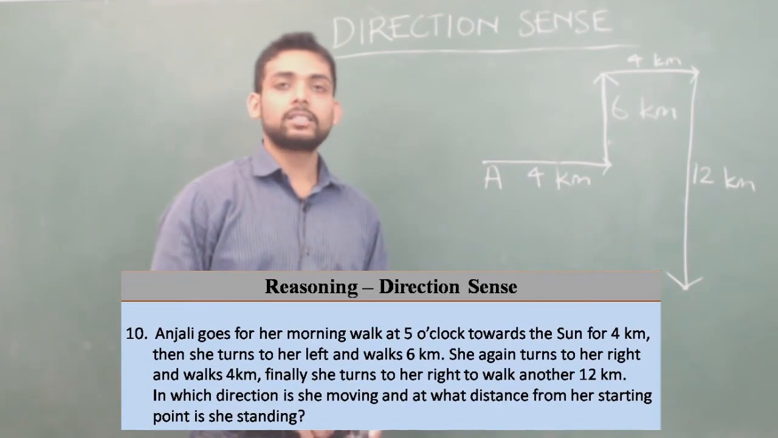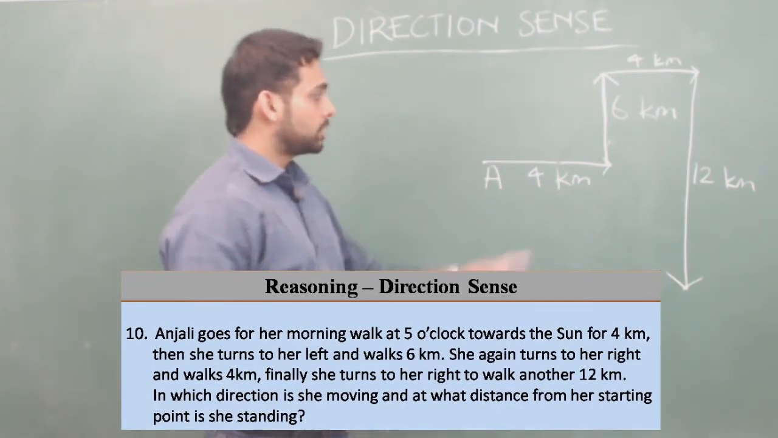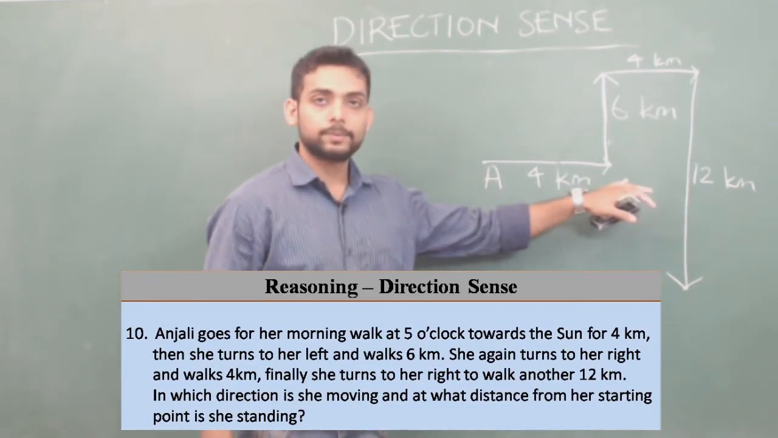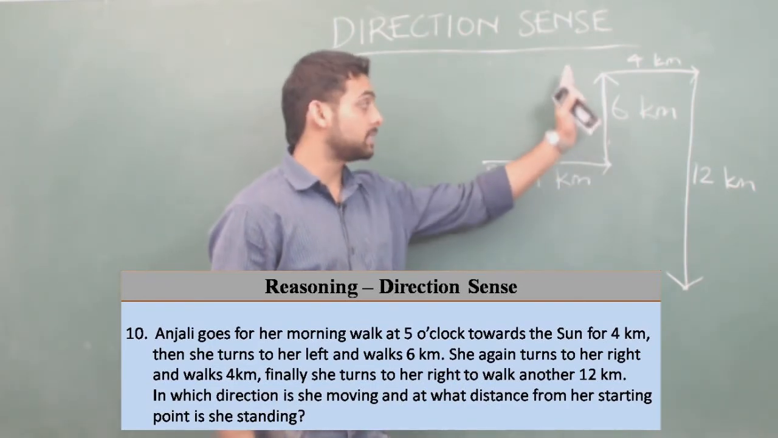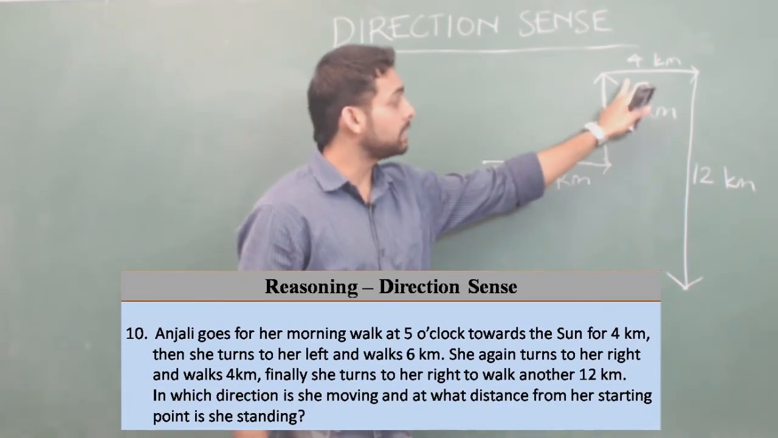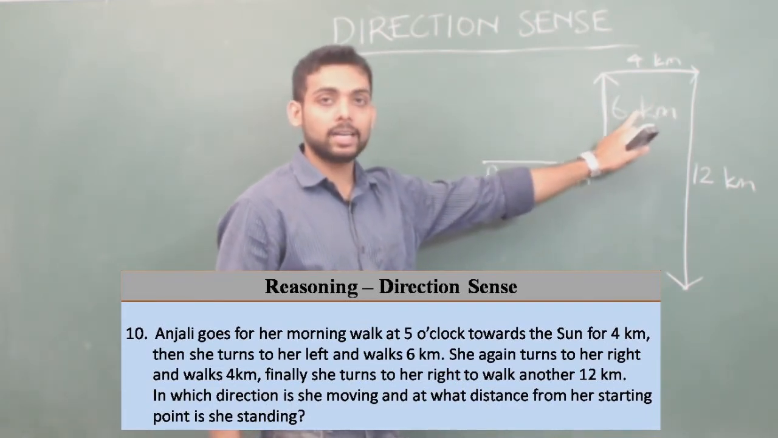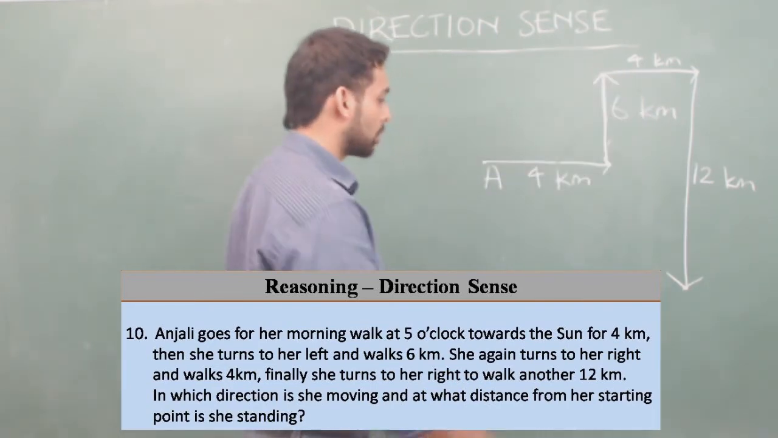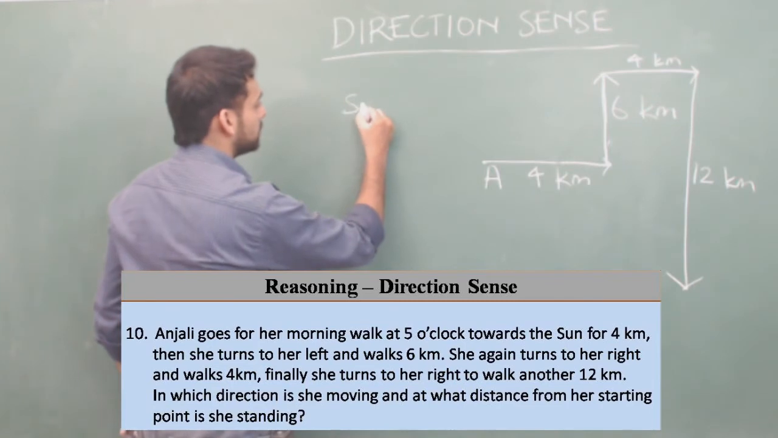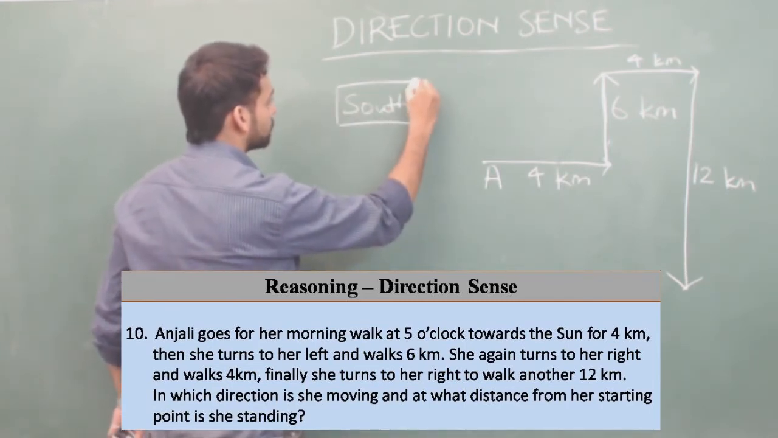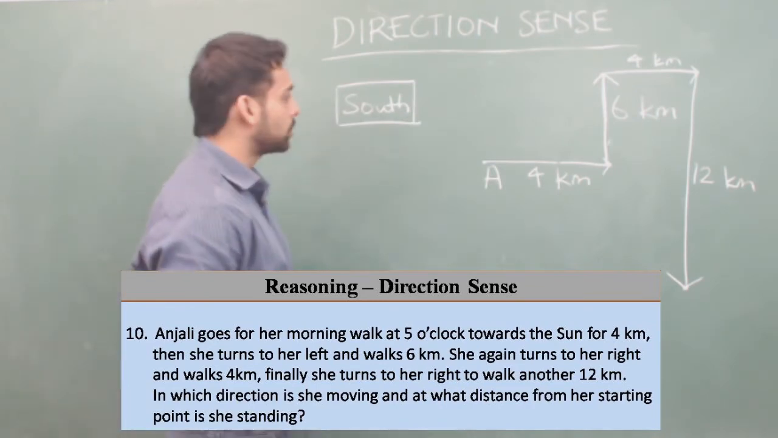In which direction is she moving? Number 1. So she is moving in the south direction now. Okay, she started moving east, then she turned left, that means she started moving north. Then she turned right, that means she started moving east again, and then again she took a right turn, that means she moves to the south now. So she is heading in the south direction. That is the first part of our answer. She is moving in the south direction.